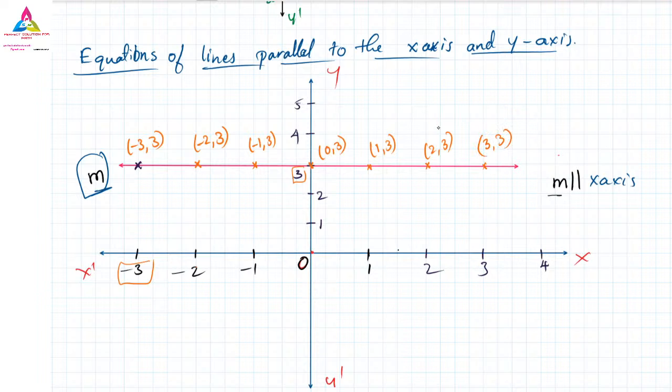What is the common thing in this? Yes, here you can see the x value is going on changing. The x value is -3, -2, -1, 0, 1, 2, 3. The x value is changing, but the y value remains the same. The y value is not changing at all.